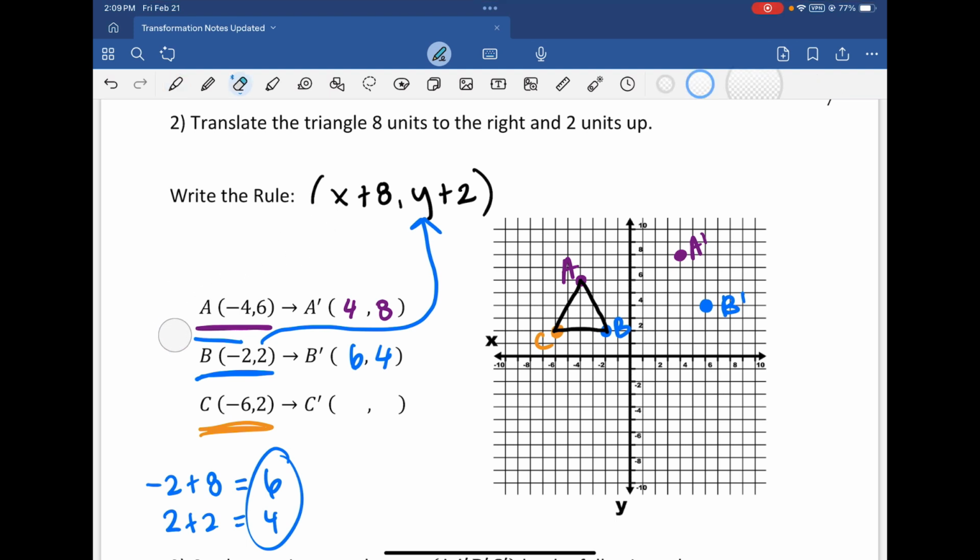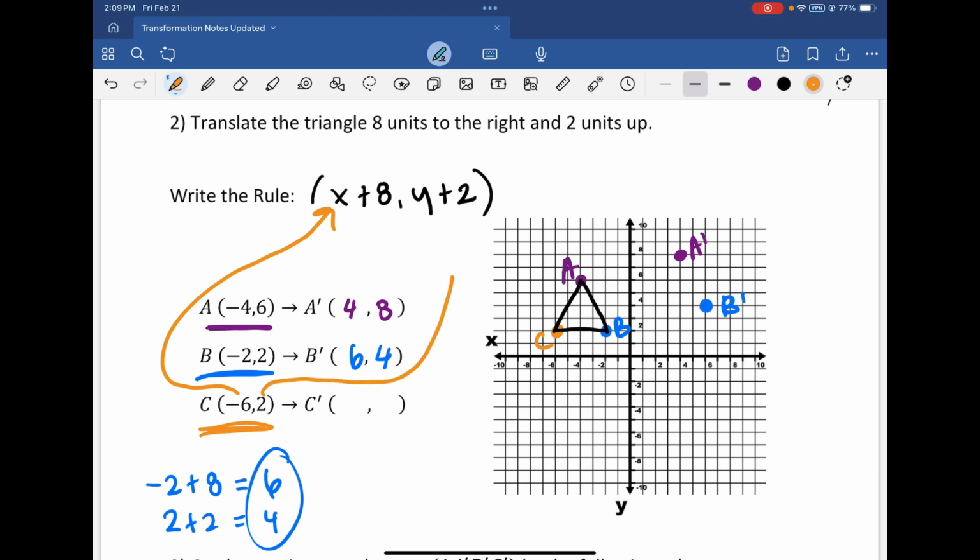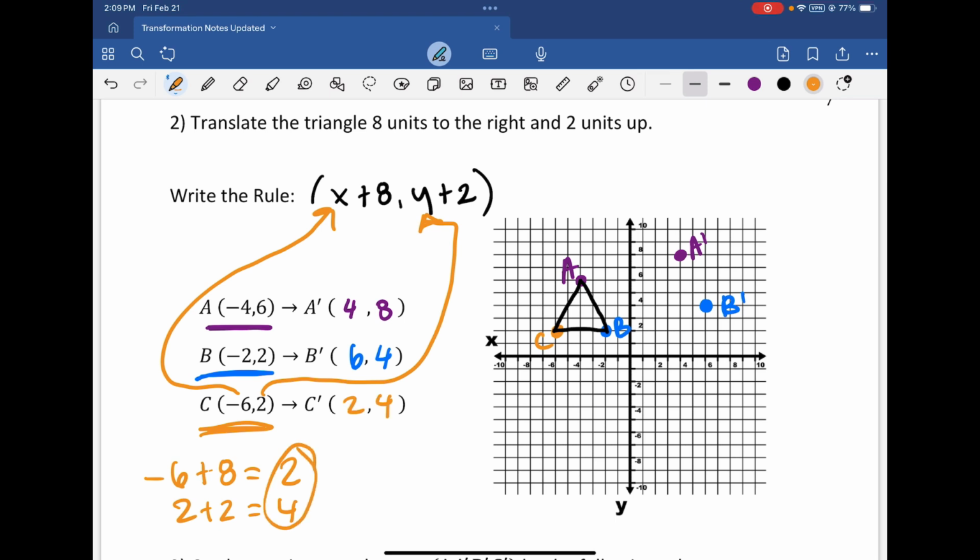Now I'm going to erase my work here so that we can see what's happening in each scenario. Erase, erase, erase. Okay. Let's now plug in our C. I'm going to plug in -6 for x and 2 for y. Plug in -6, so I have -6 plus 8. That equals 2. And then I have 2 plus 2, and that equals 4. So my new point is 2, 4. Let's go plot that. You go to the right 2, up 4, and plot that as C prime.